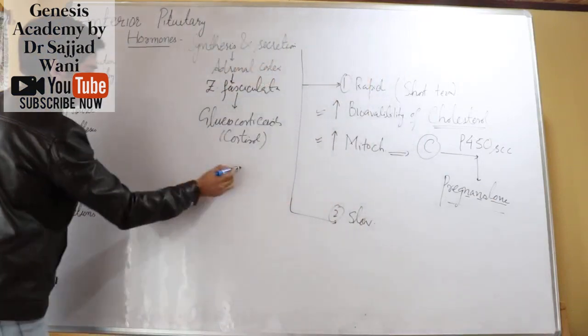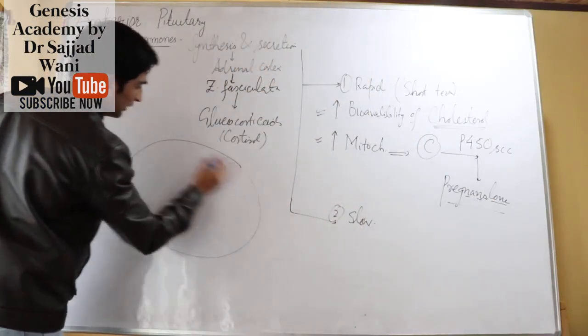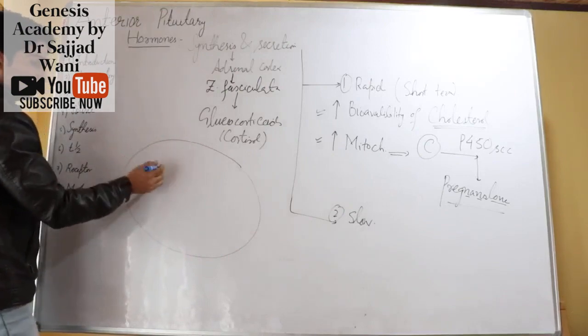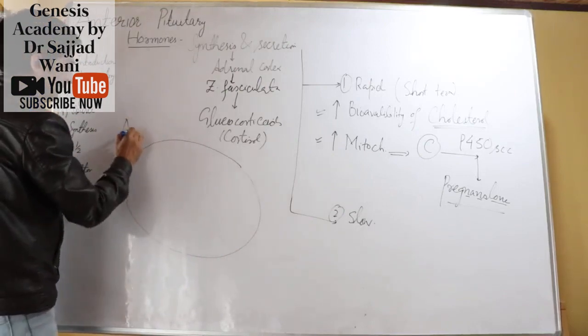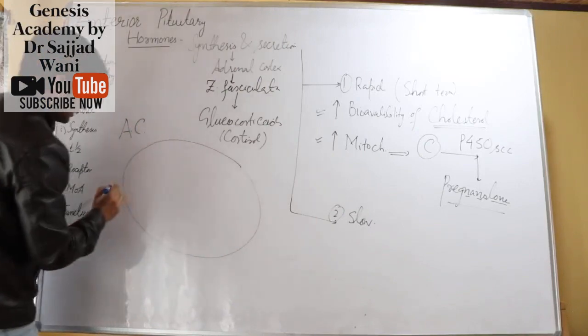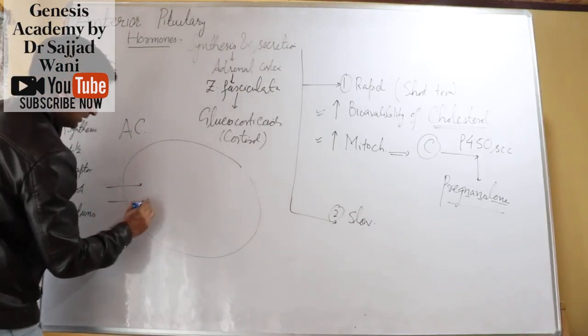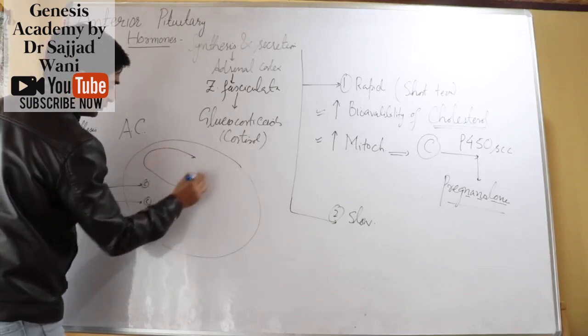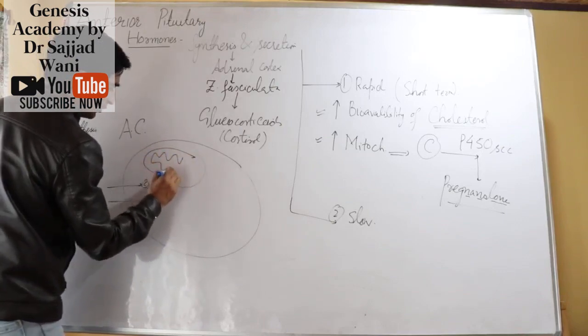I'll tell you. This hormone, the adrenocorticotrophic hormone, first increases the bioavailability of cholesterol in the cortical cells of the adrenal cortex. These are the cells of the zona fasciculata of the adrenal cortex, right? In these cells the cholesterol bioavailability is increased, the cholesterol molecules are increased. Then the cholesterol molecules are taken into the mitochondria.